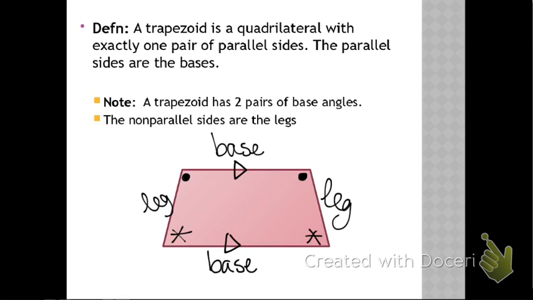So only one pair of parallel sides. Because it doesn't have both pairs of sides parallel, it is not a parallelogram. So we cannot assume any of those relationships about parallelograms. Opposite sides are not necessarily congruent. Opposite angles are not congruent. All those things. Cannot assume them for a trapezoid.